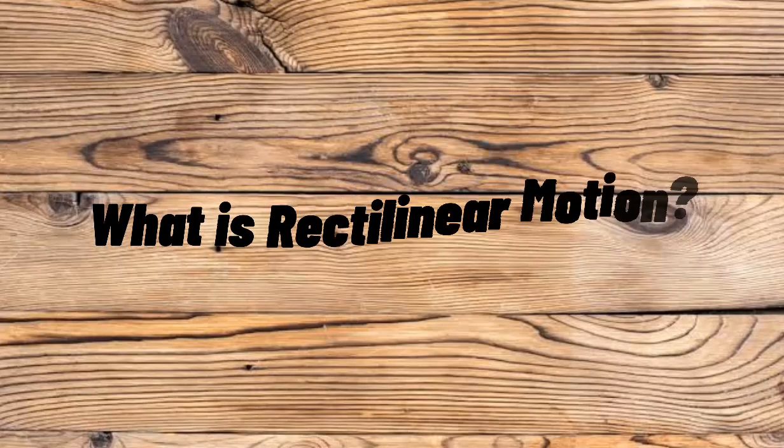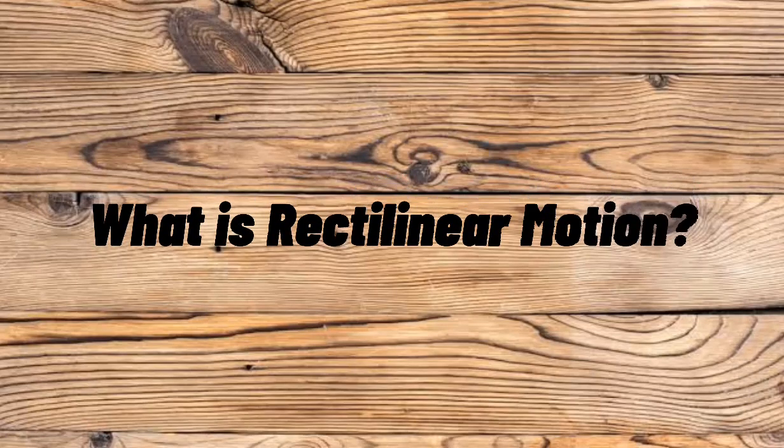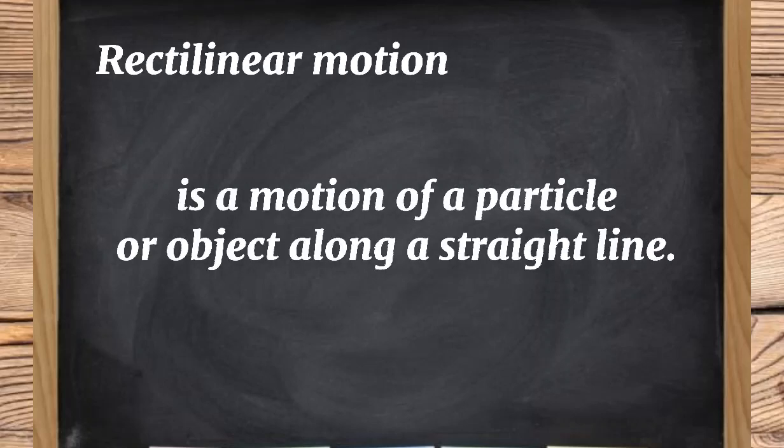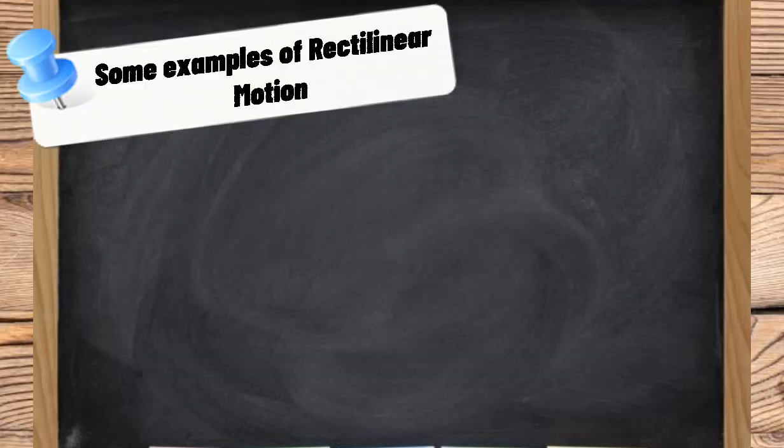What is rectilinear motion? Rectilinear motion is a motion of a particle or object along a straight line. Do you wonder, what are the examples of rectilinear motion?